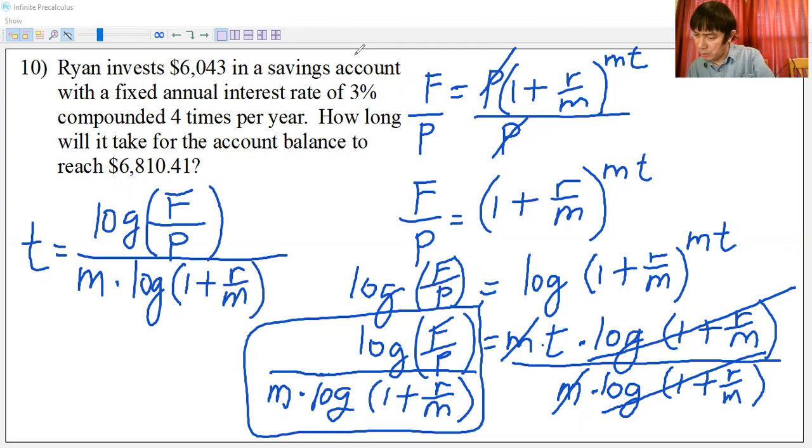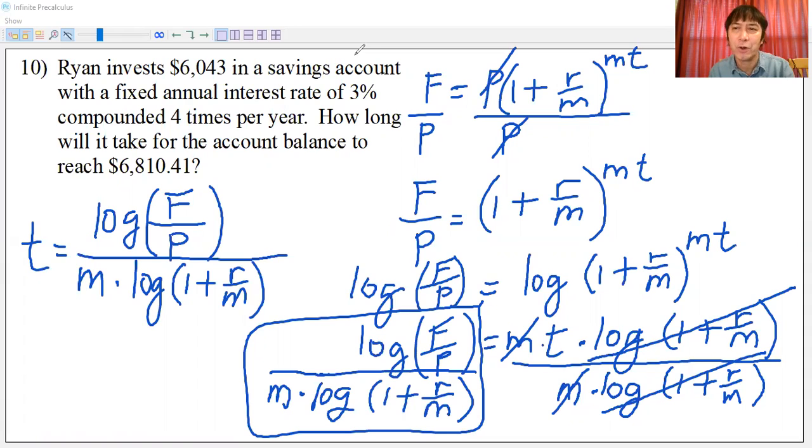Let me write that over here, so I can see it over here. So we have that formula, and that's what we're going to use here in number 10. Let me just erase this part so that we will have some space. I hope you will be able to get that.